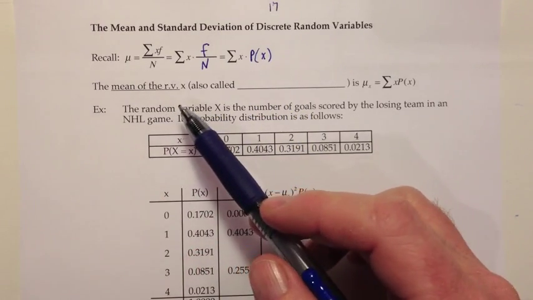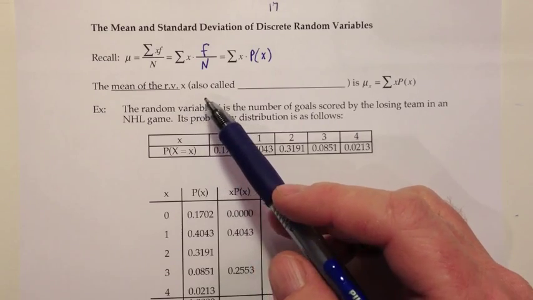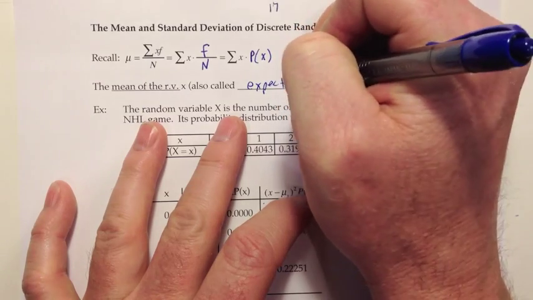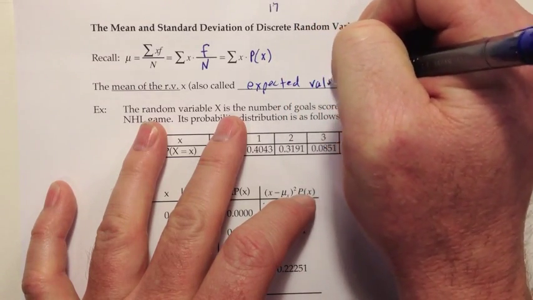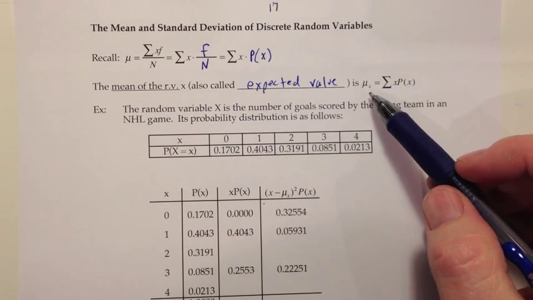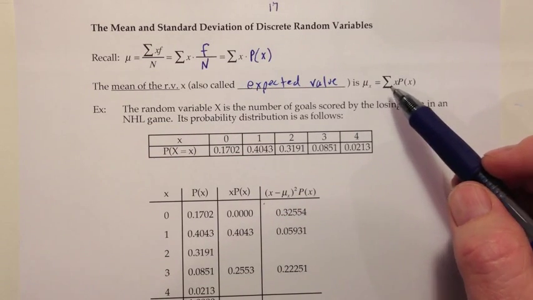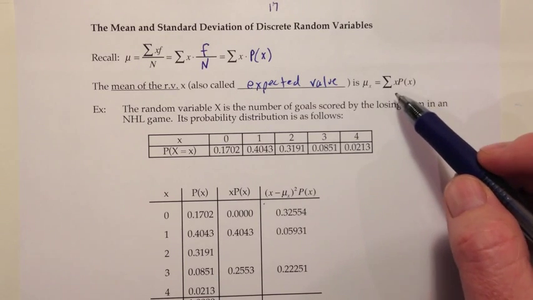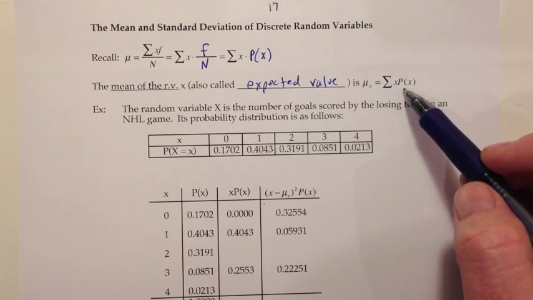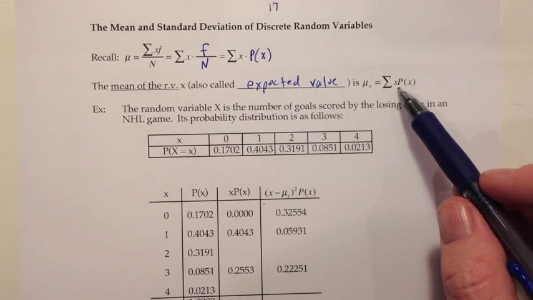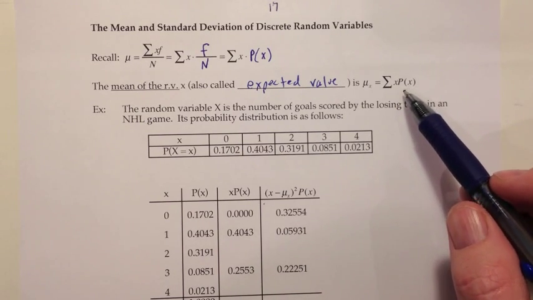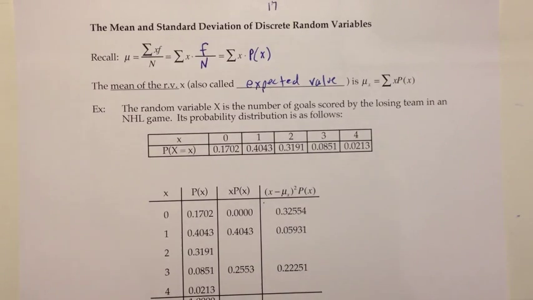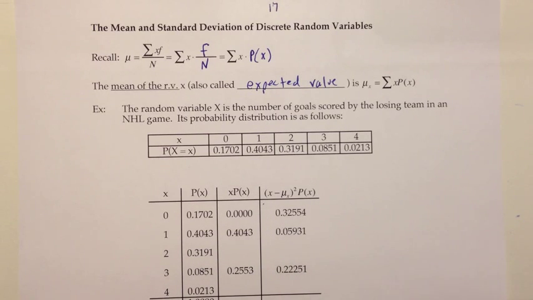for the mean. So the mean of a random variable x is also called the expected value. And the symbol for it is mu with a subscript of x, and it's equal to the sum of each x times its probability. It's important to remember the order of operations here is to multiply first and add last. So each x gets multiplied by its probability, and then after we've done all the multiplications we add them up, and that will be the mean of our random variable. Alright, let's go ahead and see how this works with an example.